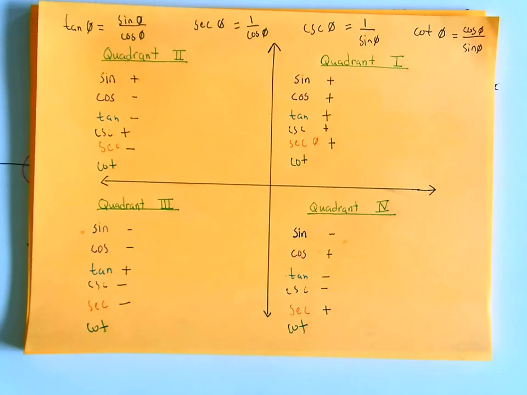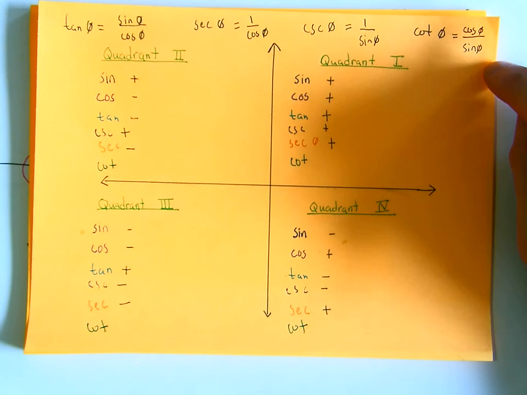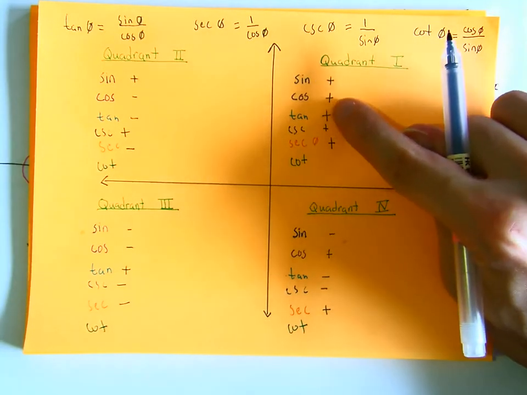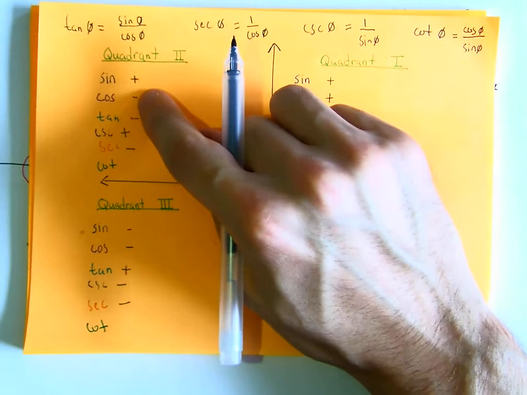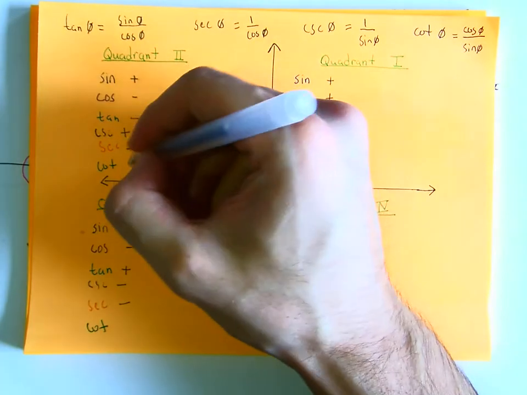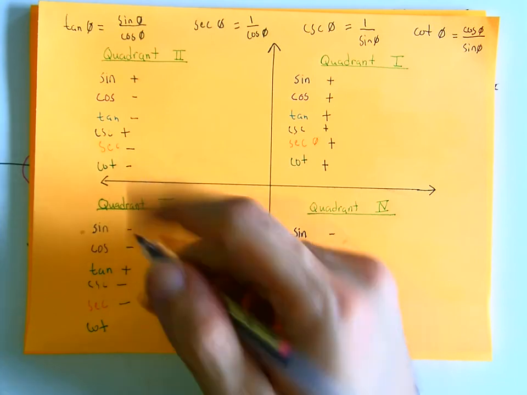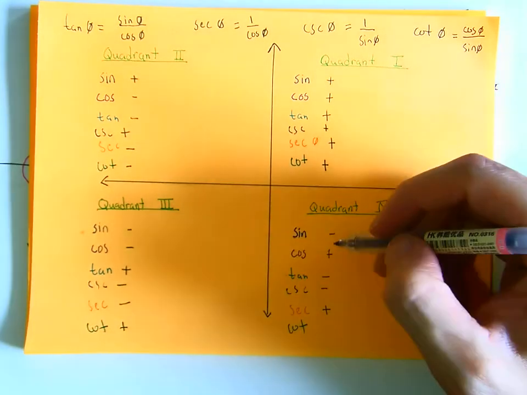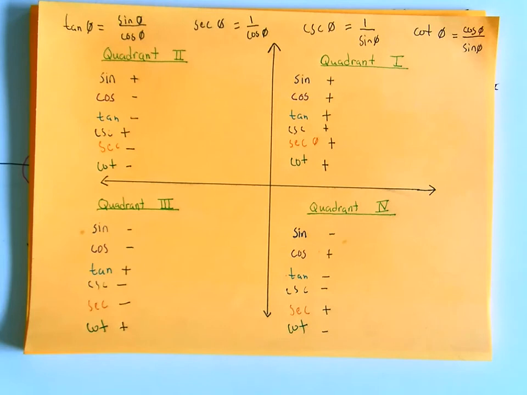Here, cotangent is cosine over sine. So notice, what is positive divided by positive? Positive. What is negative divided by positive? Negative. Negative divided by negative is positive. Positive divided by negative is negative. Okay? And this is it.